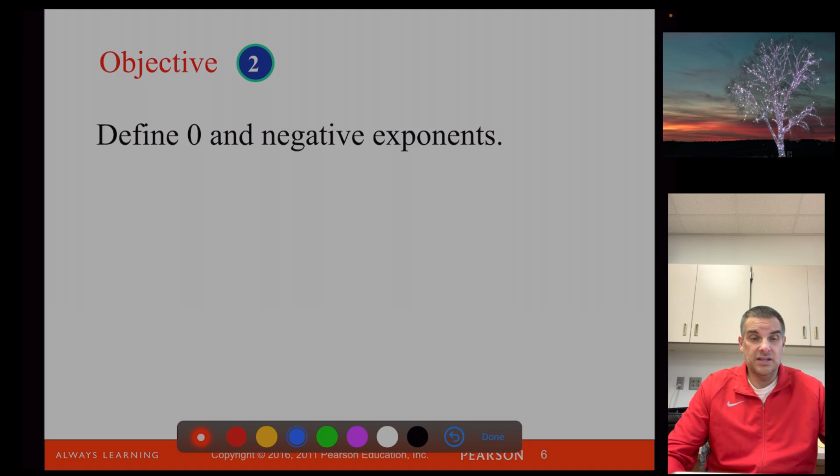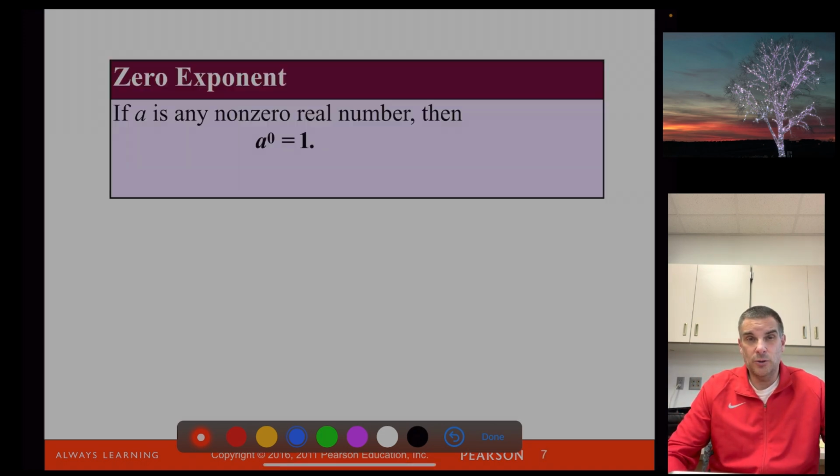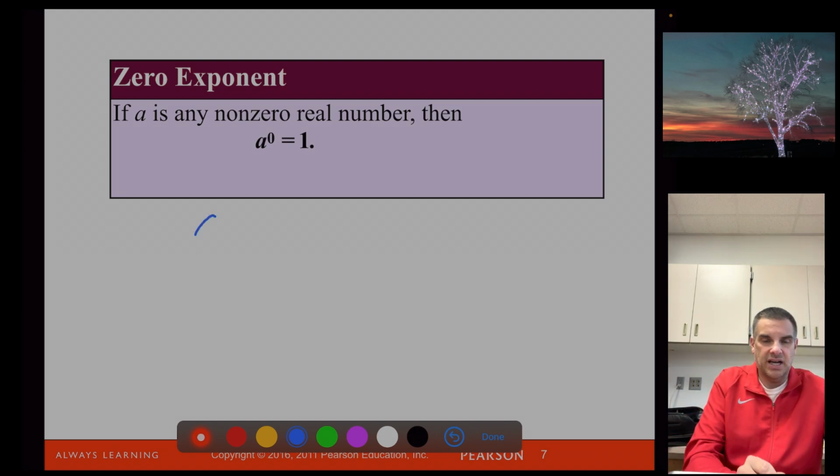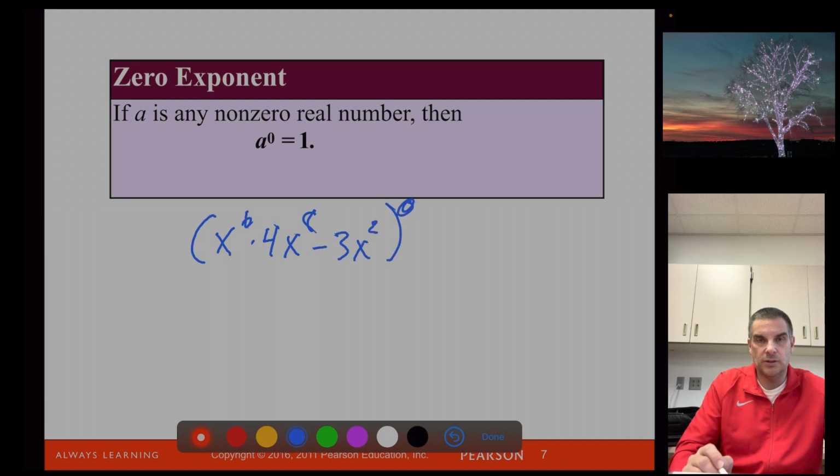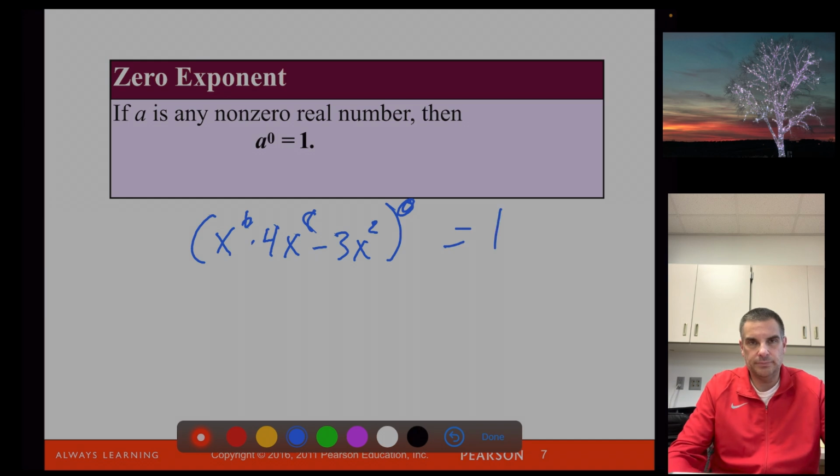All right, so our next objective then is to define zero and negative exponents. So anything to the 0 power, doesn't matter what the base is, the answer is 1. So I could have 8 billion to the 0 power, and the answer is going to be 1. You can have this complicated thing, x to the 16th times 4x to the 8th minus 3x squared, and if it's all to the 0 power, the answer is 1. Anything to the 0 power is 1.